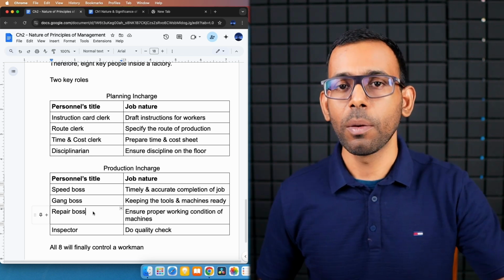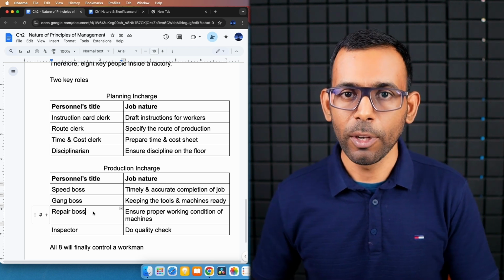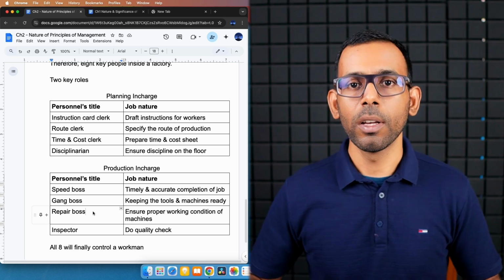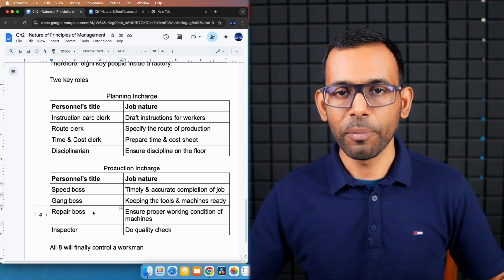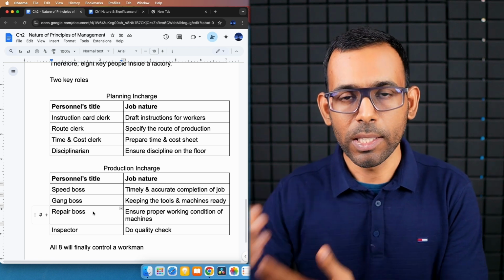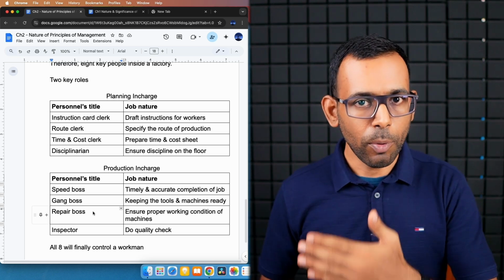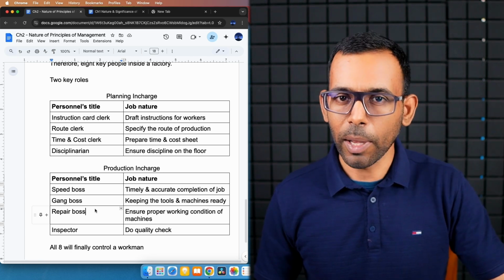So immediately this repair boss will come. He will immediately spot where the trouble is. He will alert all the workers. He will probably halt the entire production for a couple of minutes. He will immediately pull out the spanner, get the machine ready for the subsequent operation, and the production will resume after that. So that is the repair boss, basically a mechanic.